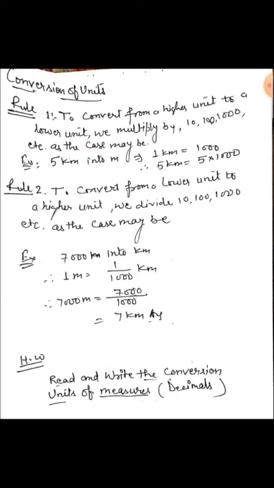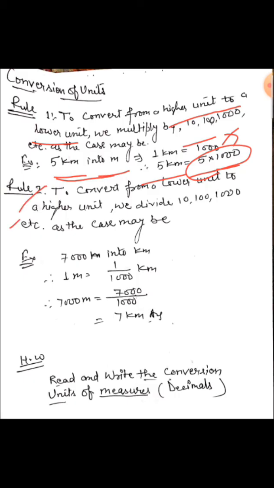So listen and look at this rule carefully. What is the rule? To convert from a higher unit to a smaller or lower unit, we multiply by 10, 100, 1000, etc., as the case may be. Example: convert 5 kilometer into meter. We know that very well from class 5th and 6th. How many meters in 1 kilometer? 1000 meter. Therefore 5 kilometer is equal to 5 multiplied by 1000. Here we multiply by 1000 because 1 kilometer is 1000 meter.